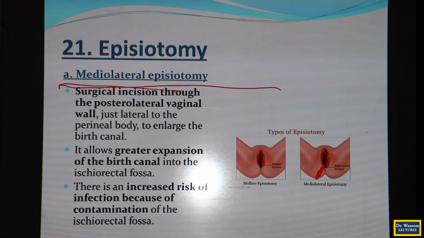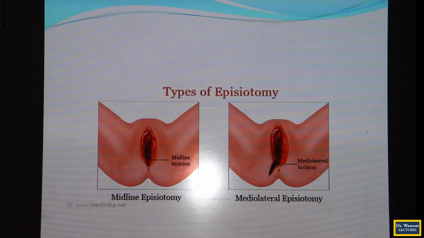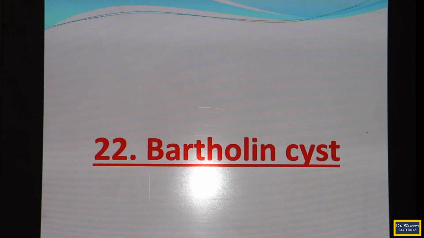There is increased risk of infection because of contamination of the ischiorectal fossa, but the advantage is that the perineal body and external anal sphincter can be saved. The midline episiotomy, however, comes towards the perineal body and the external sphincter also.